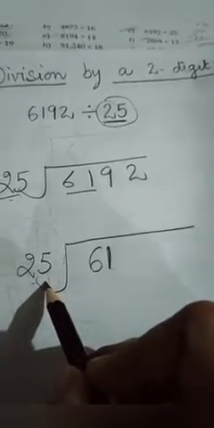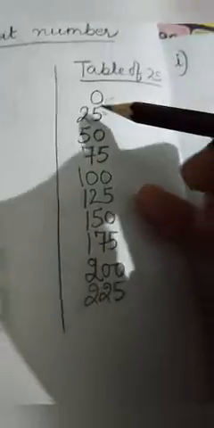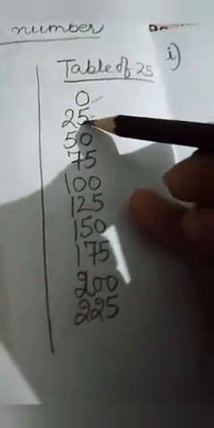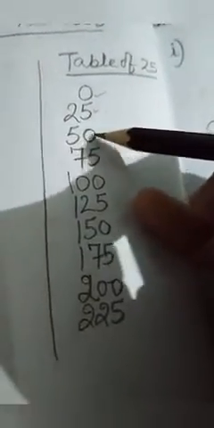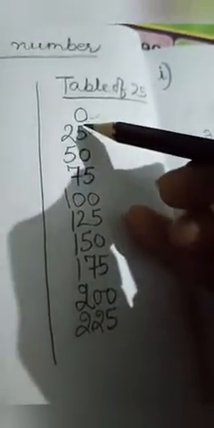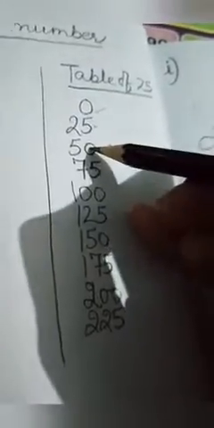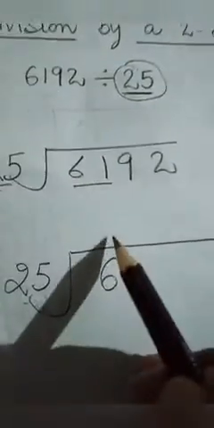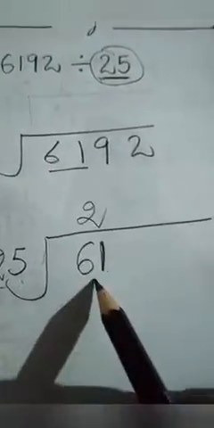As you know, we will observe the table of 25 to see what can be written under 61. 0 can be written, 25 can be written, 50 can be written, but 75 cannot be written under 61 because we have to do subtraction. So under 61 what will we write? We will write 50, the maximum number out of these. 25 twos are 50, so here we will write 25 twos are 50.